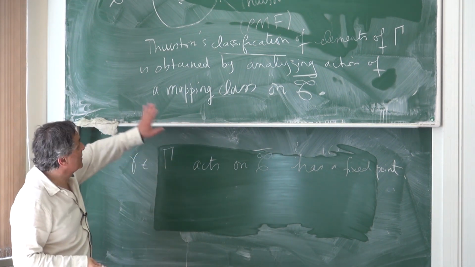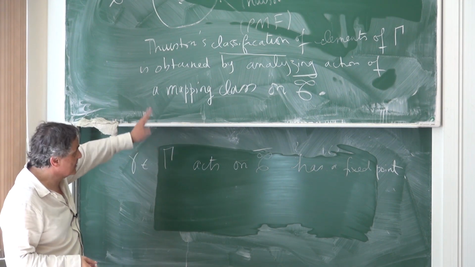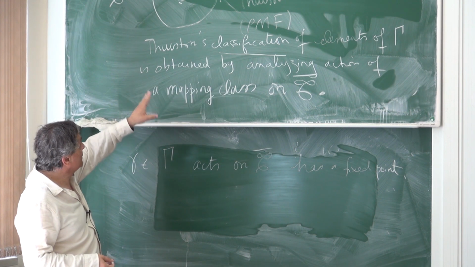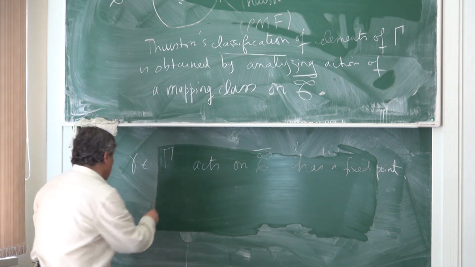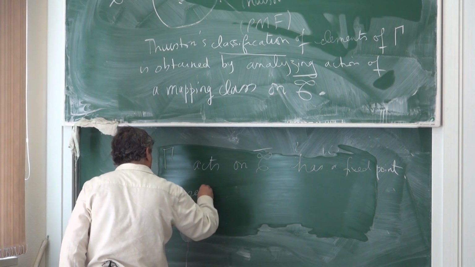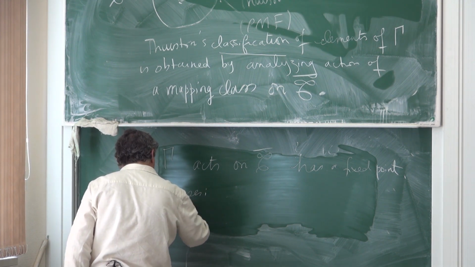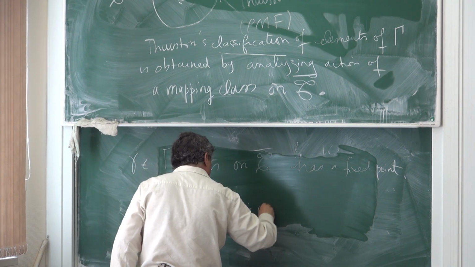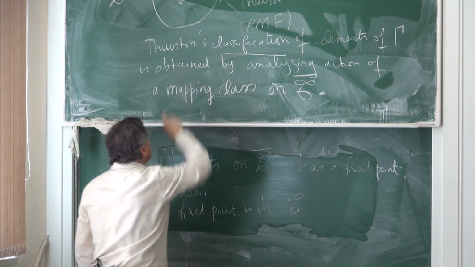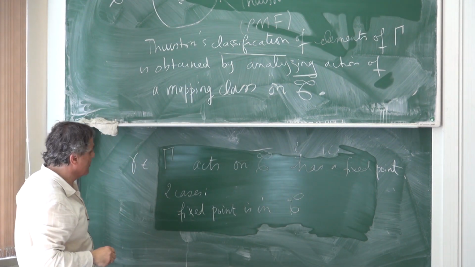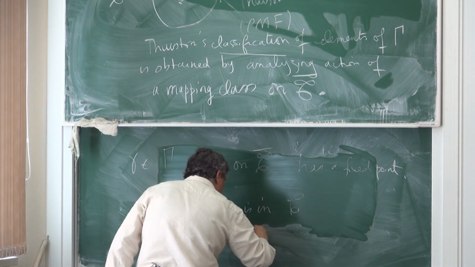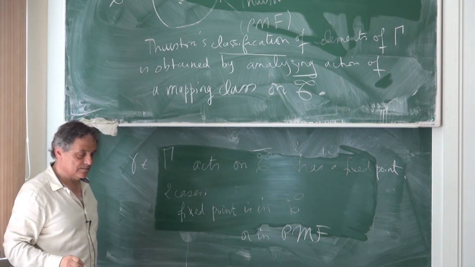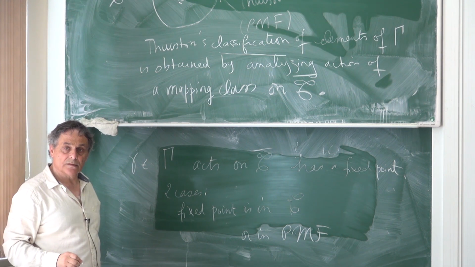Again, this has nothing to do with the Thurston metric. I'm recalling Thurston's compactification and the action of gamma. I know that when I have a homeomorphism of a closed ball, I have a fixed point. So there are two cases. Either the fixed point is in Teichmüller space, in the open ball, or in the boundary. Well, it can be that it is inside the Teichmüller space.